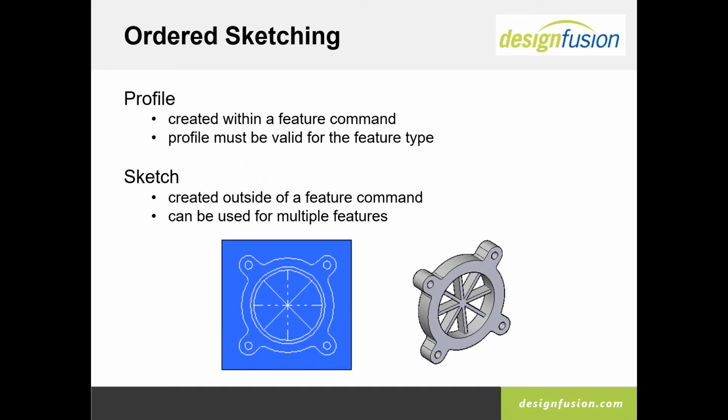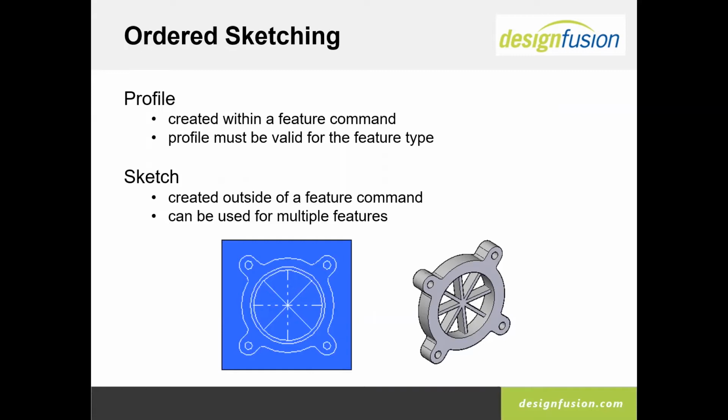Now, in the ordered paradigm, there are two types of drawings, if you will. One we refer to as a profile drawing, and the other is a sketch drawing. The difference being is where and when you choose to use them. A profile drawing is done inside of a feature.